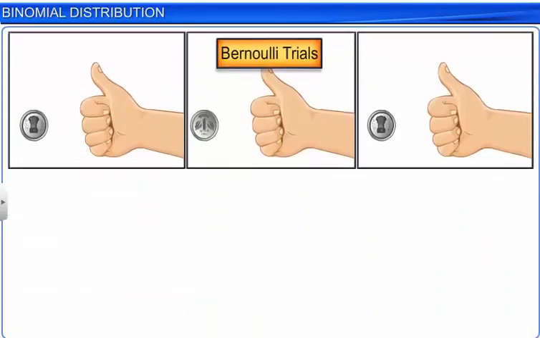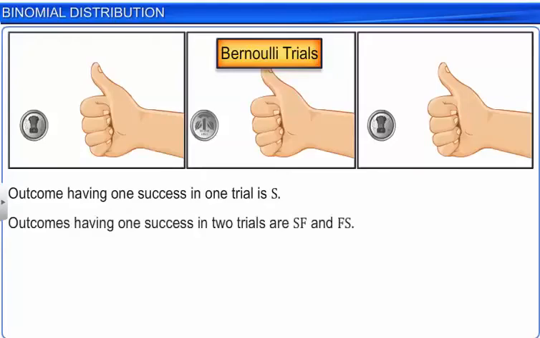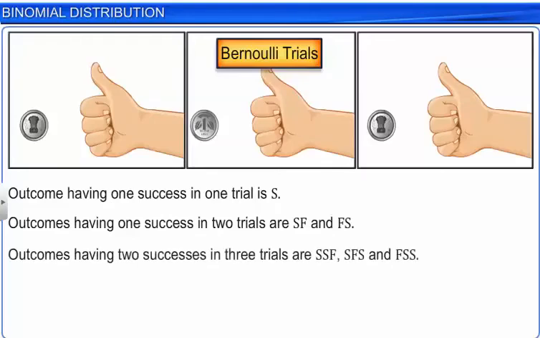Many a times, we wish to know the probability of a certain number of successes in Bernoulli trials. The outcome of having one success in one trial is S. The outcomes having one success in 2 trials are SF and FS. The outcomes having 2 successes in 3 trials are SSF, SFS, and FSS. It seems easy to know the possible outcomes associated with a less number of trials.